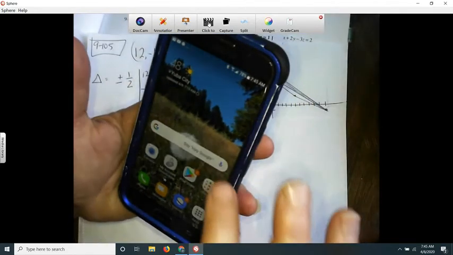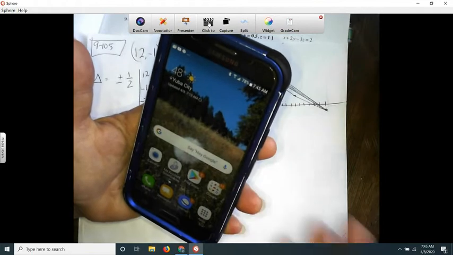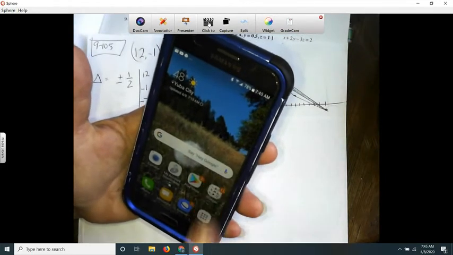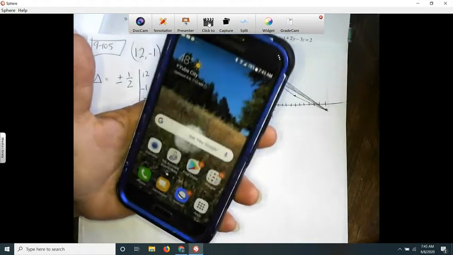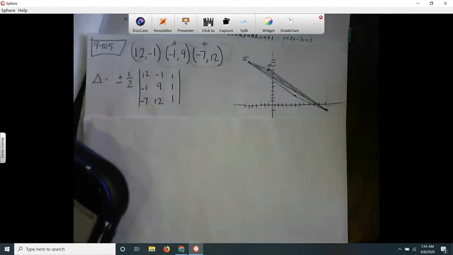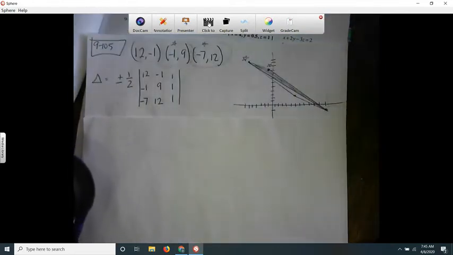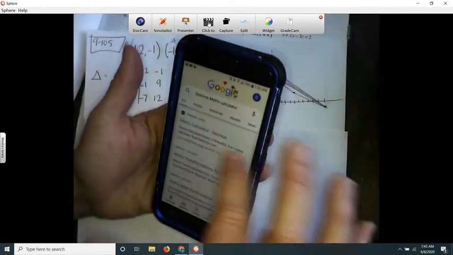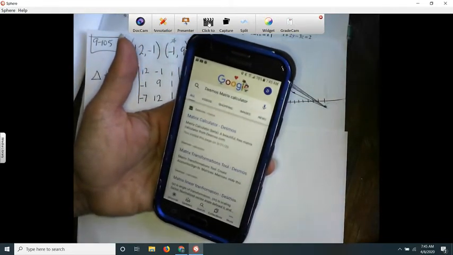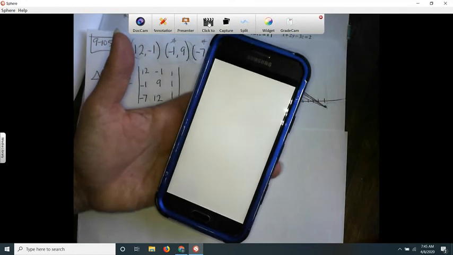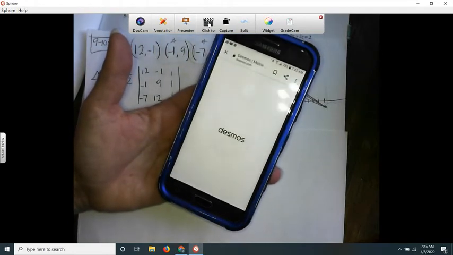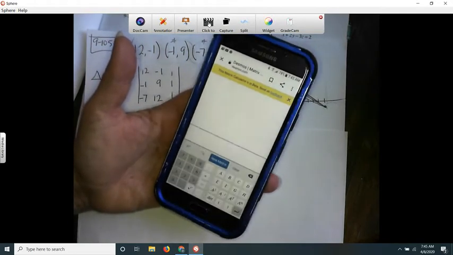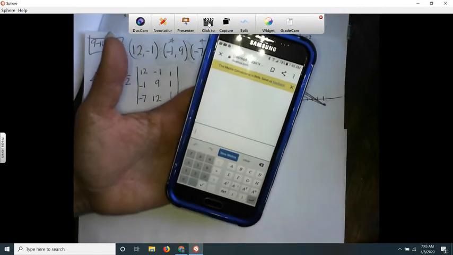So here's how I get my calculator. I just go to my phone, and I search for a Desmos matrix calculator. So that's how I do it, because it's a beta. If you go to desmos.com, or if you go to the regular Desmos, you might not be able to find the matrix calculator there, I don't know how to find it, but it's a nice calculator.